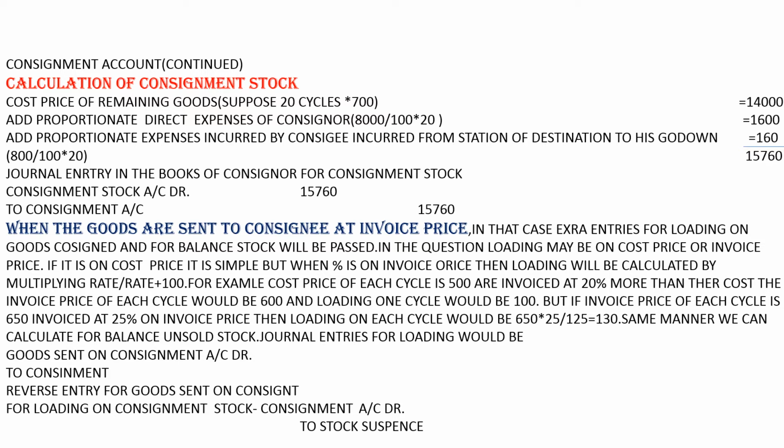Now sometimes the goods are sent on invoice price. What is invoice price? It is a price which the consignor thinks may cover expenses, a commission of the consignee, as well as a normal profit.